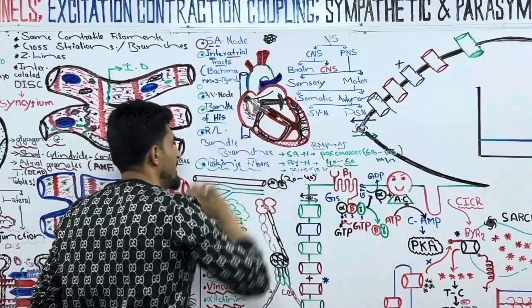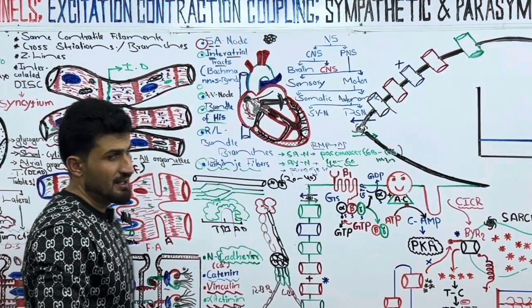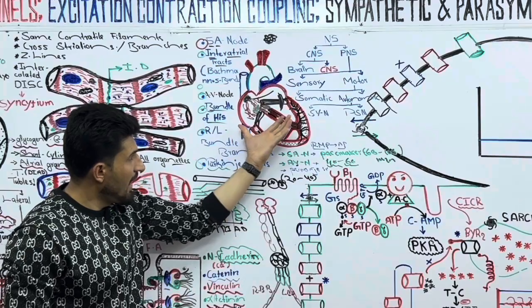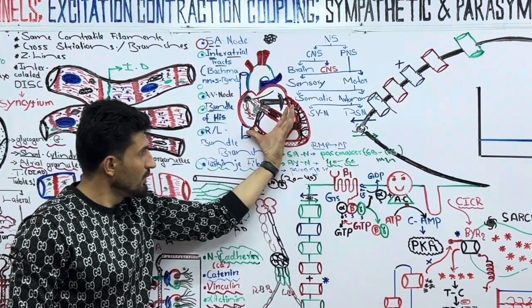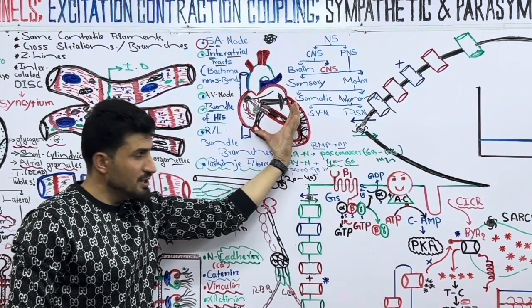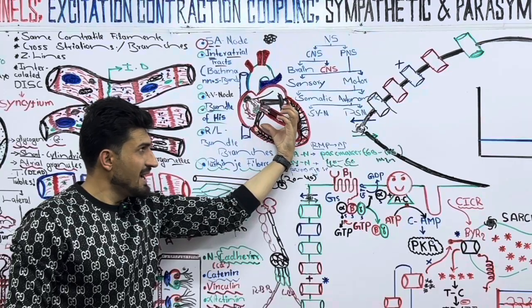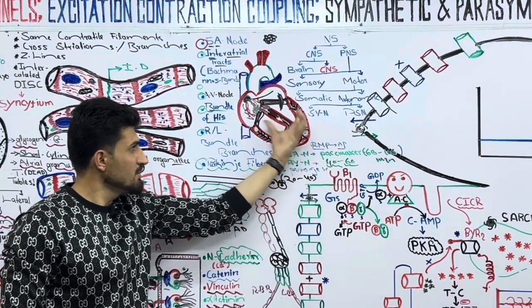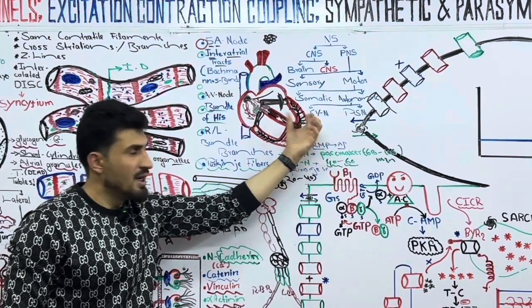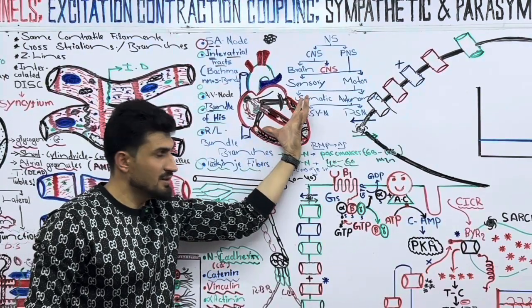About the Purkinje system, listen to me carefully. I explained before that these two ventricles act as a syncytium. It means they contract together. They go to systole and diastole together.